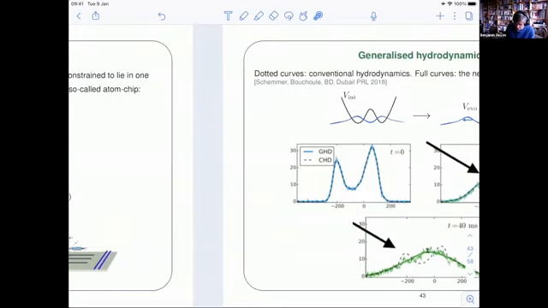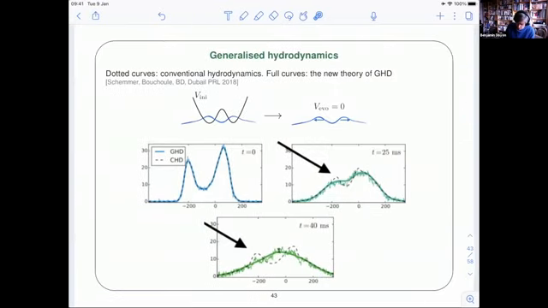So the wiggly curve is the experimental one. The dotted one is the conventional hydrodynamics, if you forget about all the conserved charges. And the full one is the one from generalized hydrodynamics, if you take into account the conserved charges and the collision rates and all that stuff. And it seems to be working extremely well. This is an experiment, and there's a lot of stuff that can happen in an experiment, but that does reproduce the experimental curve very well.